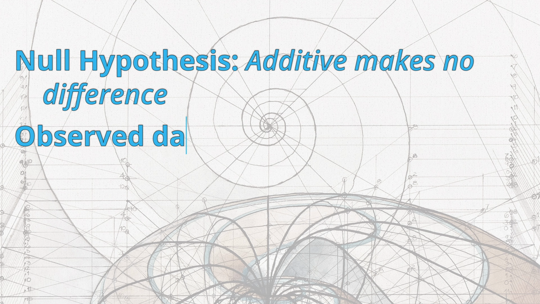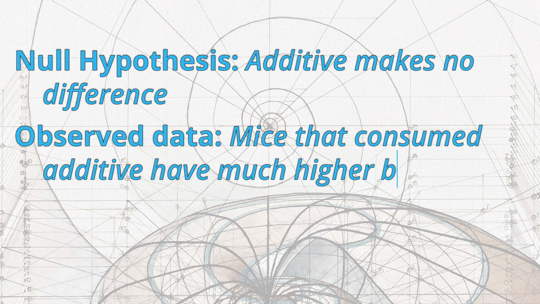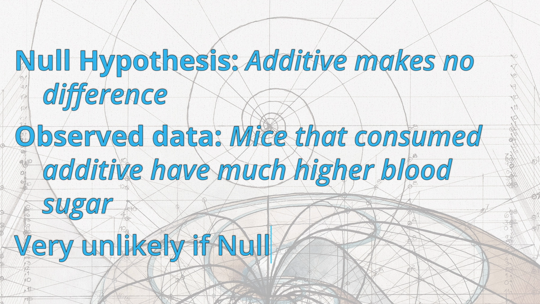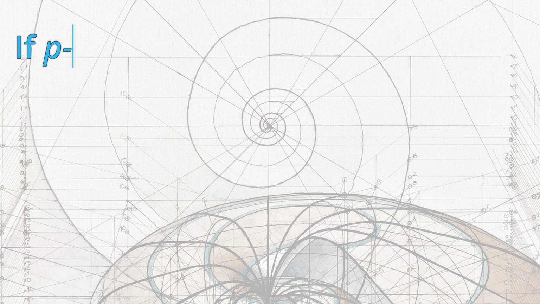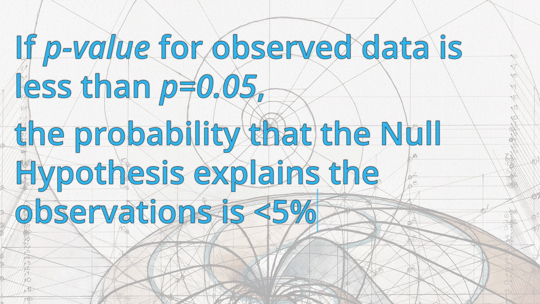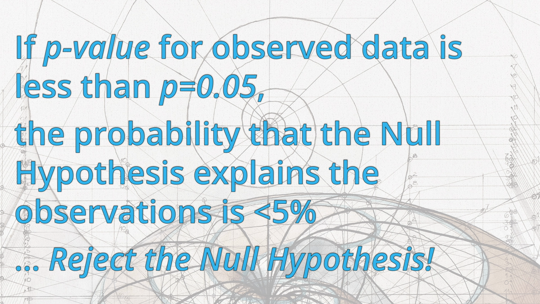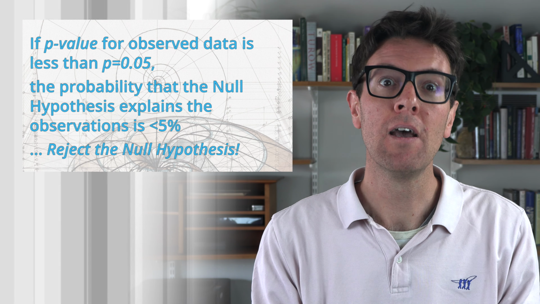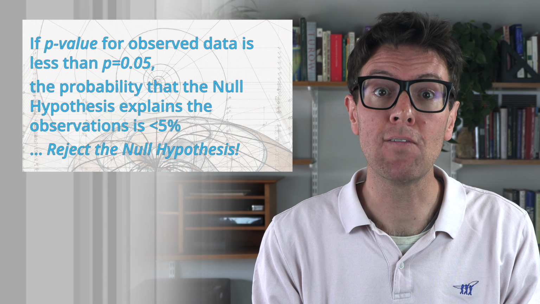Imagine that in our experiment, mice in the experimental group who consumed the additive had an average blood sugar reading much higher than the average of mice in the control group. This would be very unlikely if the additive made no difference. If the average blood sugar reading in the experimental group is so high that the p-value is less than 0.05, then there is less than a 5% chance the null hypothesis is true, and we can reject the null hypothesis. Then we would conclude that the additive does increase blood sugar levels. This is called null hypothesis significance testing.